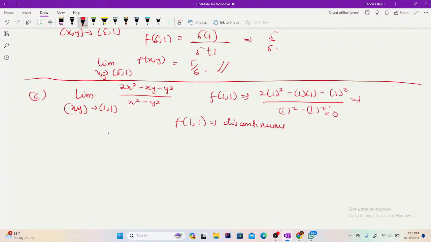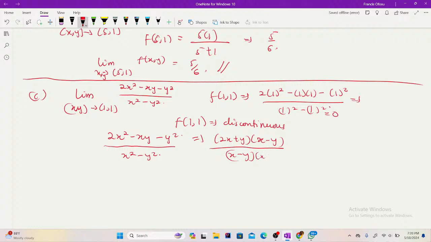So how do we do that? Let's see. You have 2x squared minus xy minus y squared, all over x squared minus y squared. Is there a way to simplify this expression to remove our discontinuity? Oh yes, we can. You can see that the numerator becomes a quadratic which we can separate. So this is equivalent to (2x plus y) multiplying (x minus y), all over the difference of two squares, (x minus y)(x plus y).